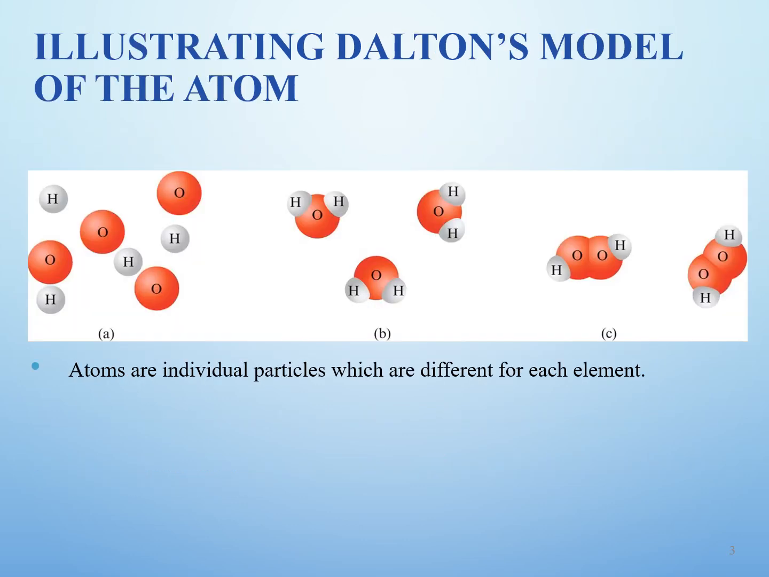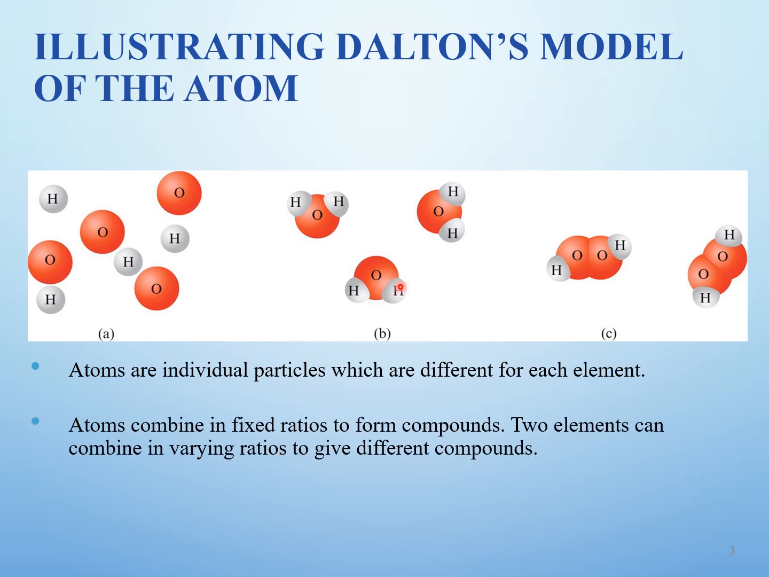So let's take a look here. These are atoms, individual atoms. We have O, H, H, O. All these are separate atoms here. And then we combine them. From these, we can make H2O, so 2 hydrogen to 1 oxygen. Or we can make H2O2. So this is water, and this is hydrogen peroxide. But they're all still made of H and O. It's just that we combine them in different fixed ratios.